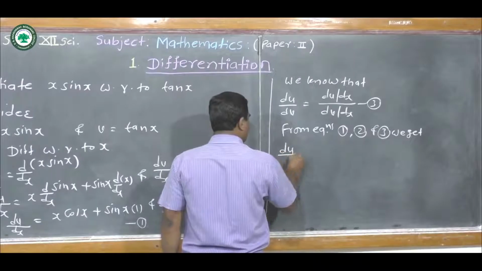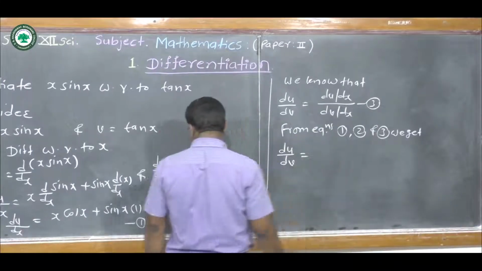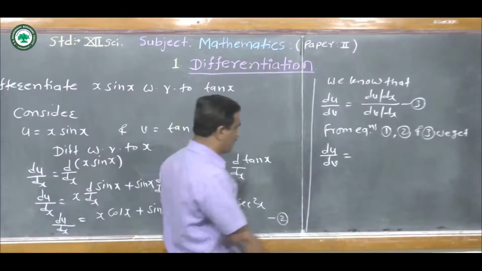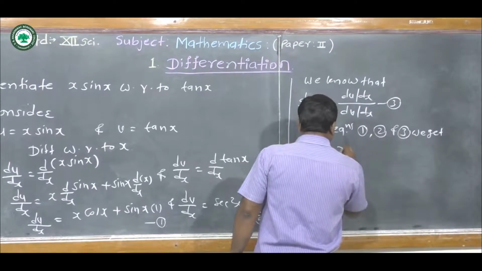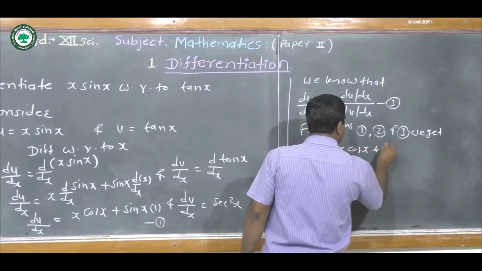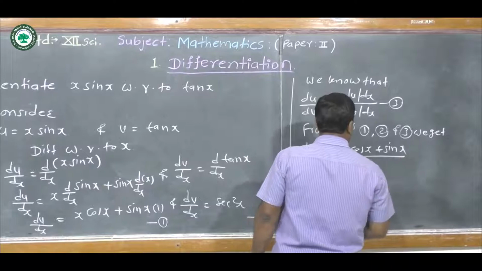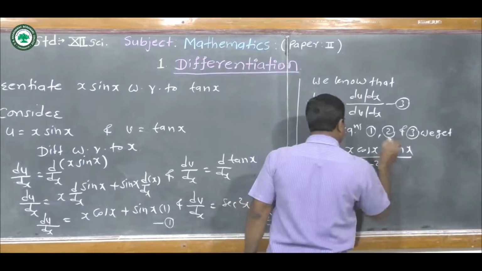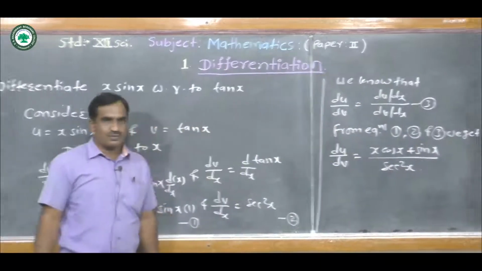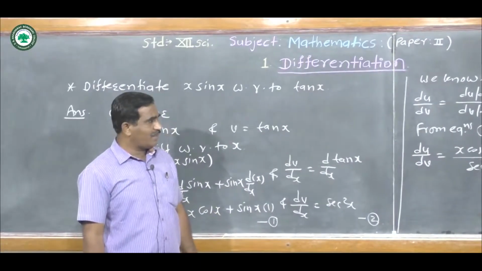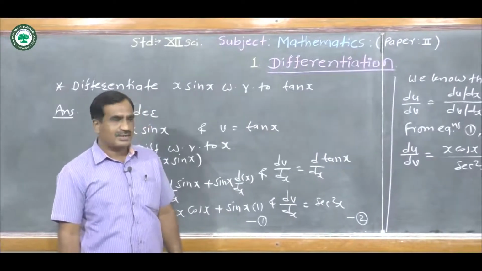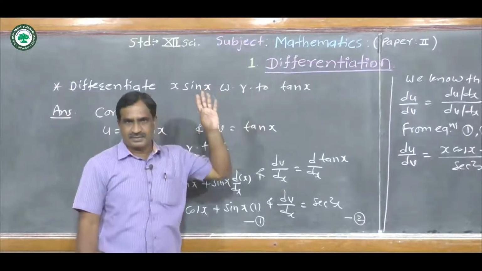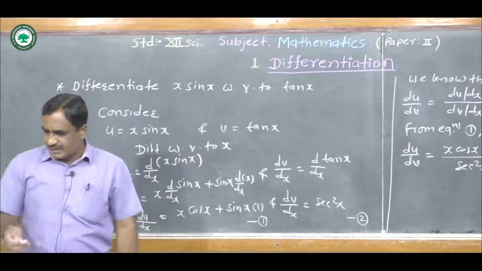du by dv is equal to value of du by dx, x cos x plus sin x, upon value of dv by dx is sec square x. That is, we get du by dv is equal to x into cos x plus sin x upon sec square x. This is the derivative of function x sin x with respect to tan x. Okay. Now we see second example here.